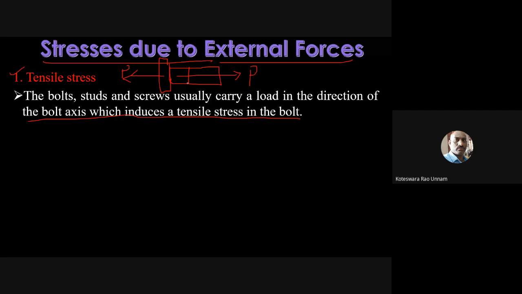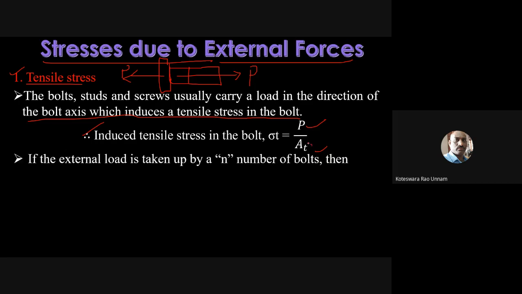Again, you need to take AT from the data book. P here, they will give you the P value because it is an externally applied load. What is the magnitude of that externally applied force? From that, you can calculate the tensile stress straight away. So that is the formula. Tensile stress in a bolt is given by P divided by AT, where P is the magnitude of externally applied tensile load and AT is the tensile stress area of the bolt.